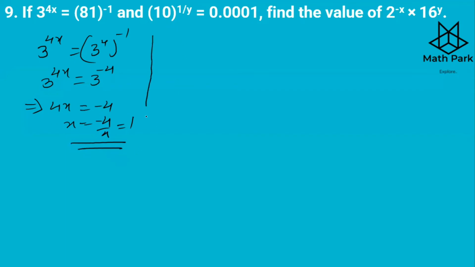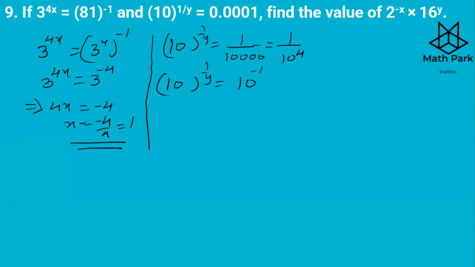Now let us simplify this part. We have 10 raised to 1 upon y. 0.0001 is 1 upon 1, 2, 3, 4 zeros, which is nothing but 1 upon 10 raised to 4. So we take it up here, 10 raised to 1 upon 10 raised to 4 becomes 10 raised to minus 4. So we get 10 raised to 1 upon y is equal to 10 raised to minus 4.